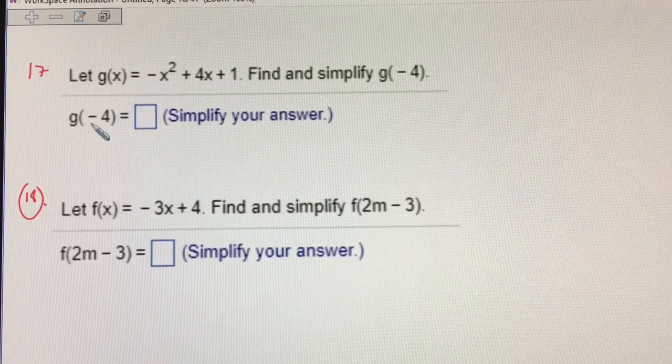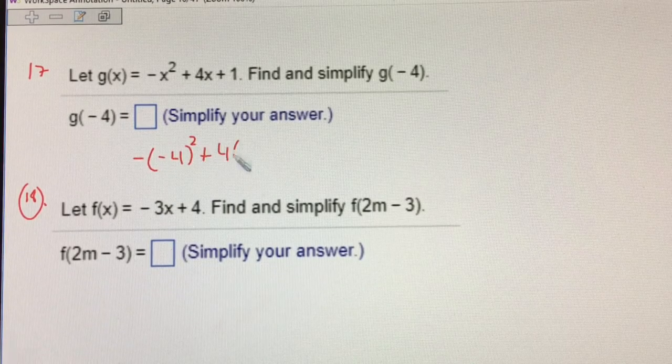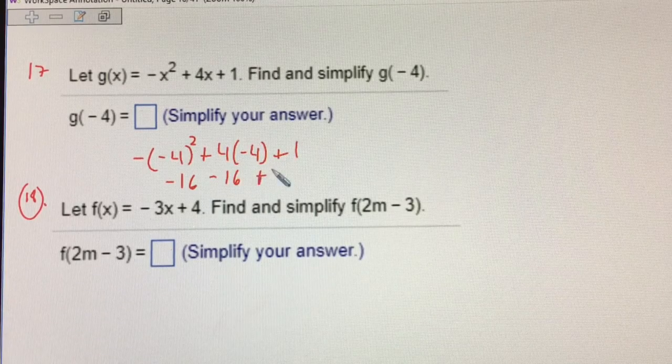17, find g of negative 4. So I'm supposed to take that negative 4 and plug it in for x. So that's going to be negative 4 squared plus 4 times negative 4 plus 1. So that's going to be 16, minus 16, plus 1. That's negative 32 plus 1, which is negative 31.